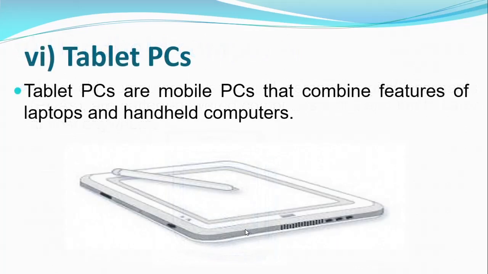6. Tablet PCs. Tablet PCs are mobile PCs that combine features of laptops and handheld computers. Like laptops, they're powerful and have a built-in screen. Like handheld computers, they allow you to write notes or draw pictures on the screen, usually with a tablet pen instead of a stylus. They can also convert your handwriting into typed text. Some tablet PCs are convertibles with a screen that swivels and unfolds to reveal a keyboard underneath.